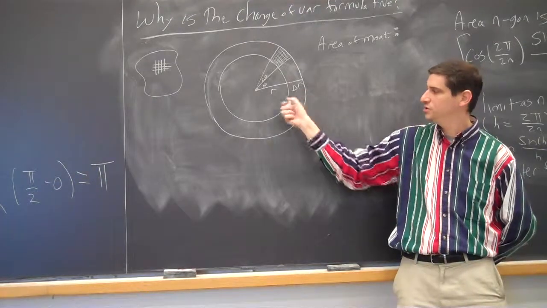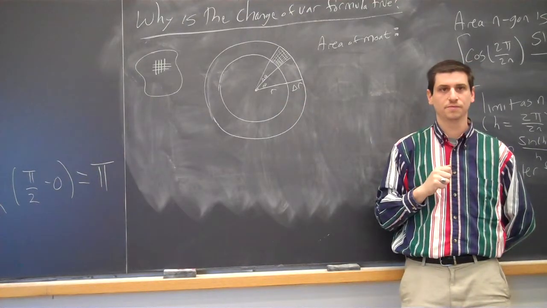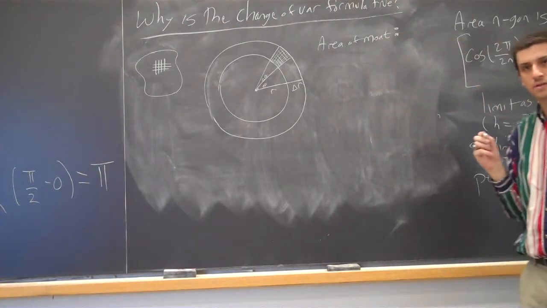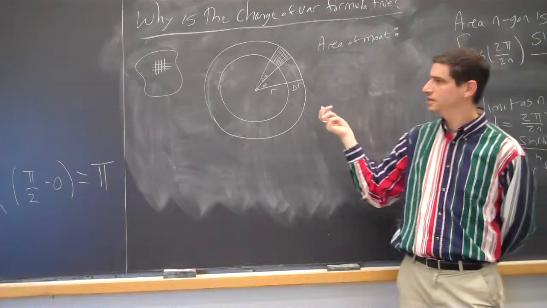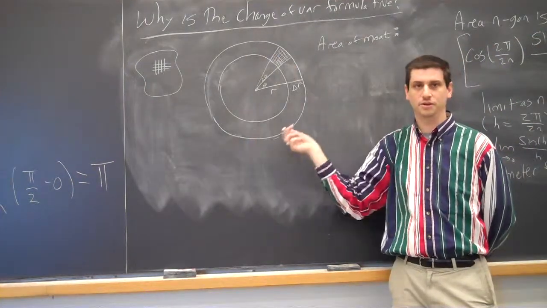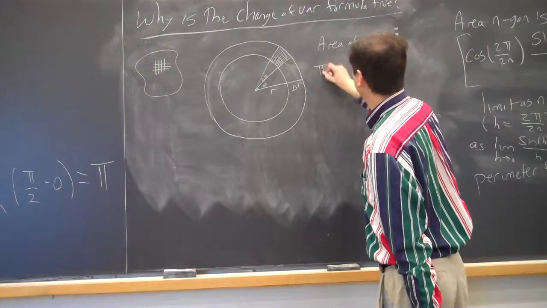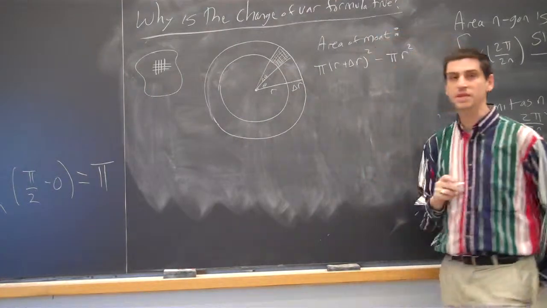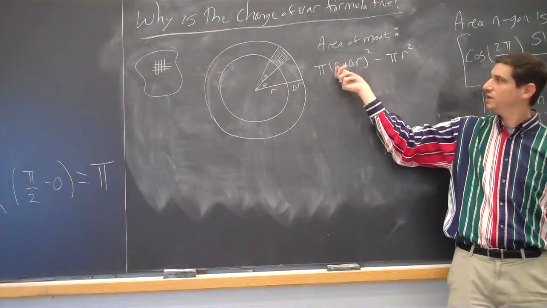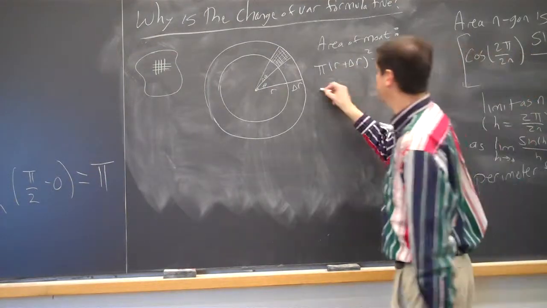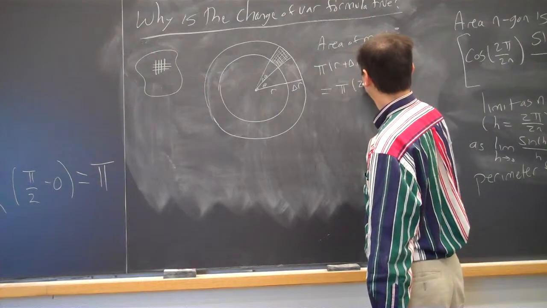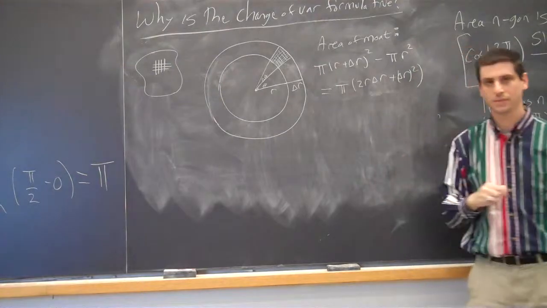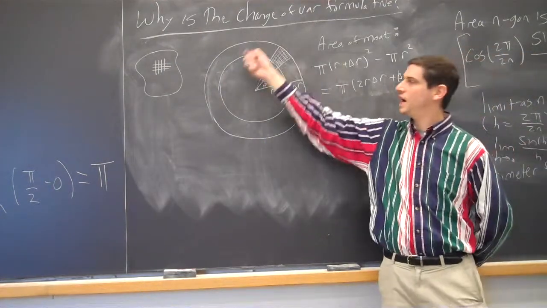What would be the area of the moat between the two circles? Yes? It's going to be pi times r plus delta r, squared, minus pi r squared. That's going to be the area of the moat. And so when I expand, I'll have a pi r squared that cancels this, and I'll get pi times 2r delta r plus delta r squared. So that's going to be the area of the entire moat.